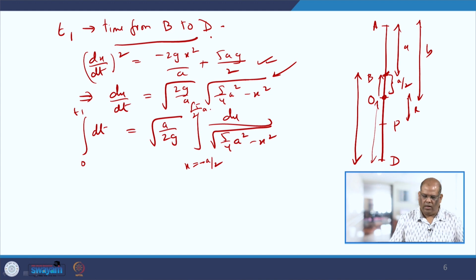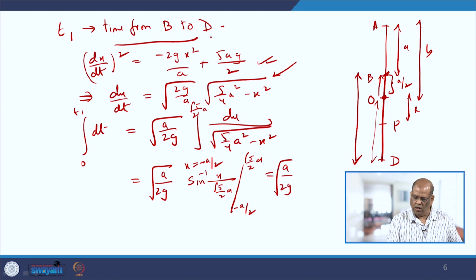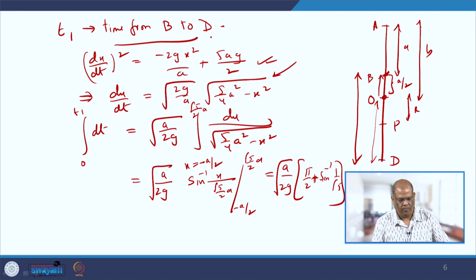So, if you integrate this, this is going to be root of a by 2g, and this is just sine inverse x by a, with limits from minus a by 2 to root 5 by 2 a. If you substitute this and simplify, you will be getting this to be root of a by 2g times pi by 2 plus sine inverse 1 by root 5. This is a simple one, just substitute the values and you will get this value.